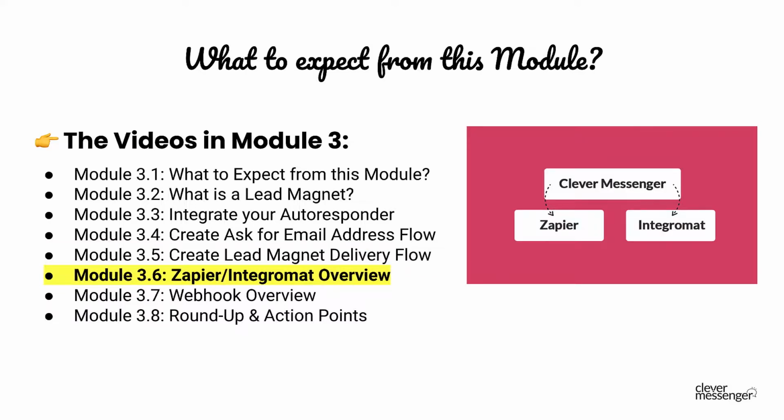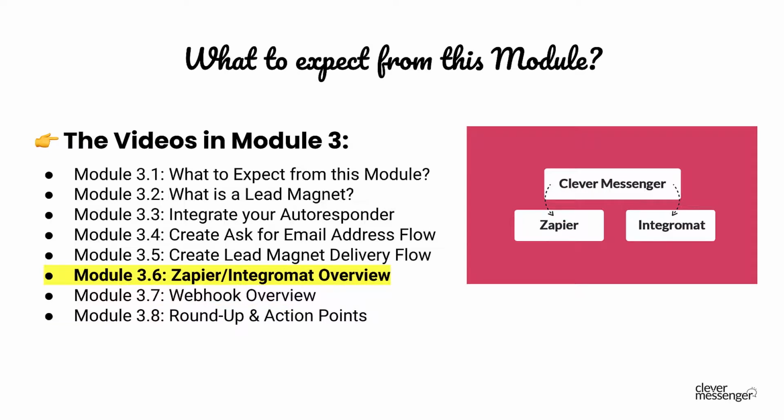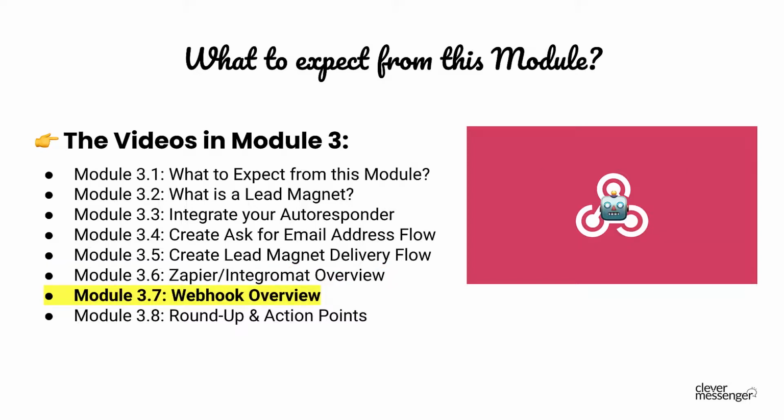And then again, the sixth and seventh video, this one and this one, are for the people that don't see their autoresponder natively integrated with Clever Messenger yet. So there's a big chance that you can actually still integrate your autoresponder through Zapier or Integromat, and we are going to show how that setup works in this video. And if for whatever reason you cannot find your autoresponder in our native integrations list or in Zapier or in Integromat, we also have the Webhook Approach.